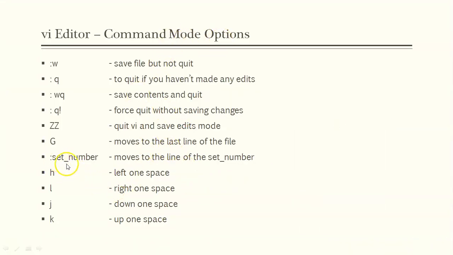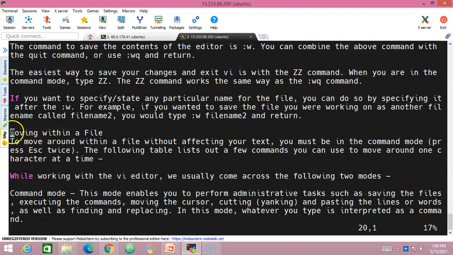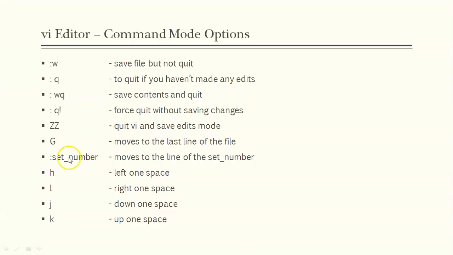Now what is this: set number? What if you would like to navigate to somewhere around the 20th line on this particular file? In order to navigate to the 20th line, simply use colon and 20 and enter. The moment you enter, this is going to be your 20th line. All these options can be executed only in the command mode. This is how you'll be able to navigate to the 20th line inside a file. And you have HJKL.